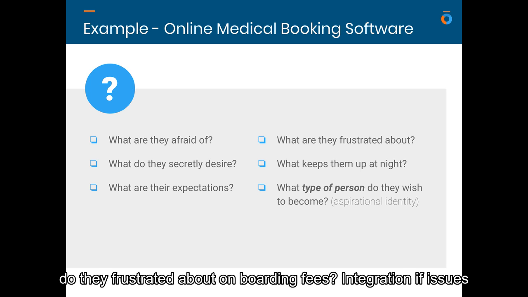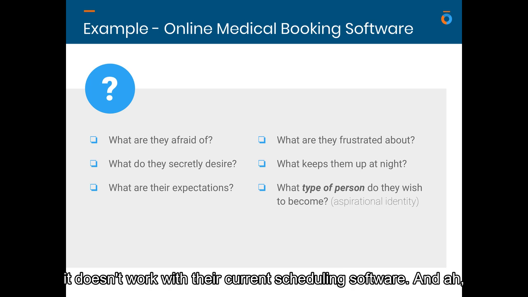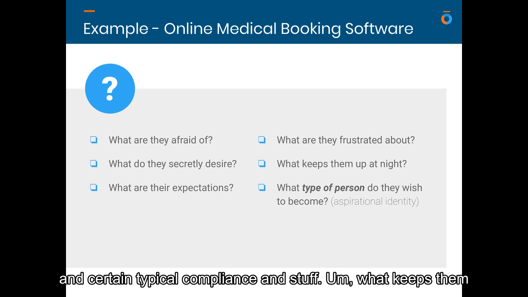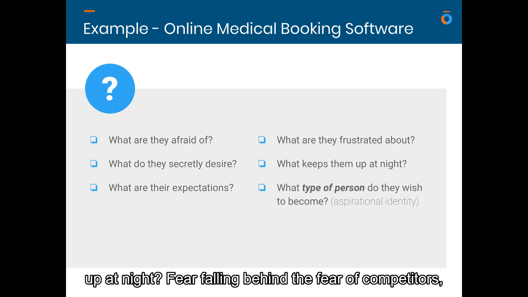What are they frustrated about? Onboarding fees, integration issues if it doesn't work with their current scheduling software, and certain HIPAA compliance and stuff. What keeps them up at night?